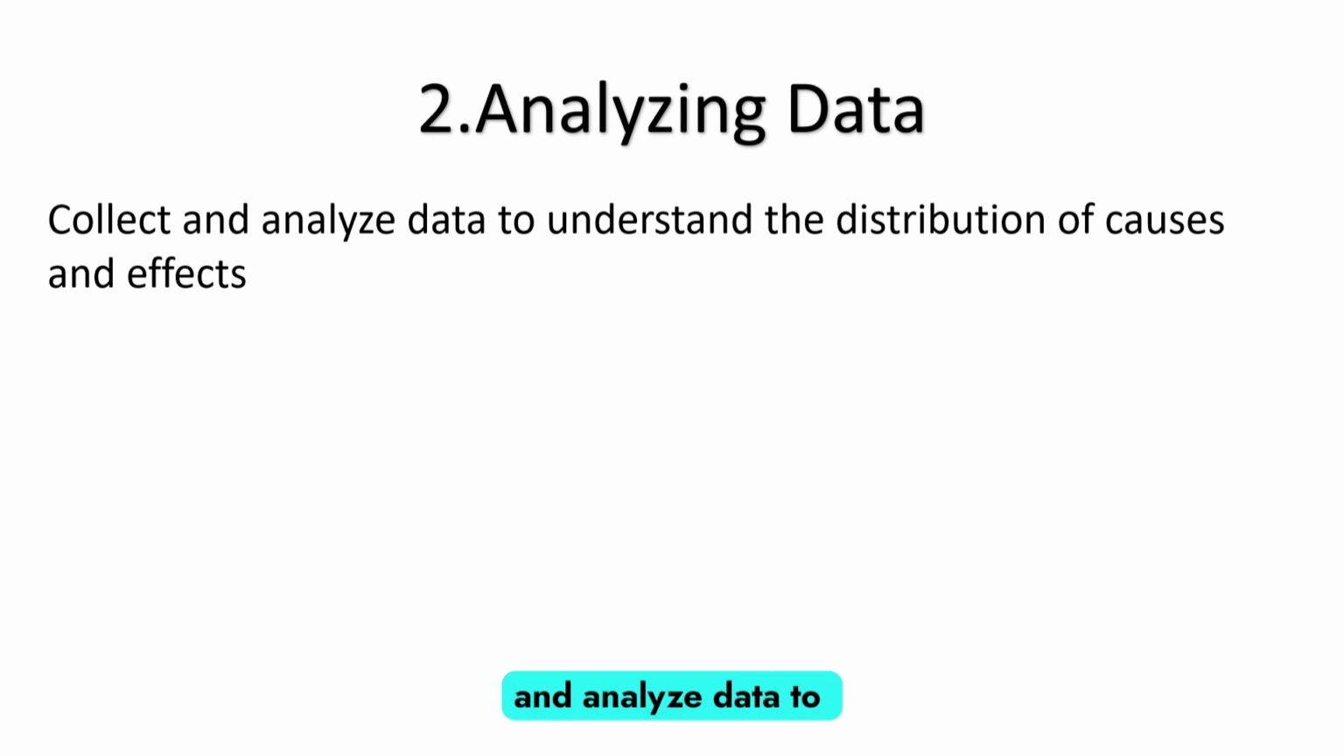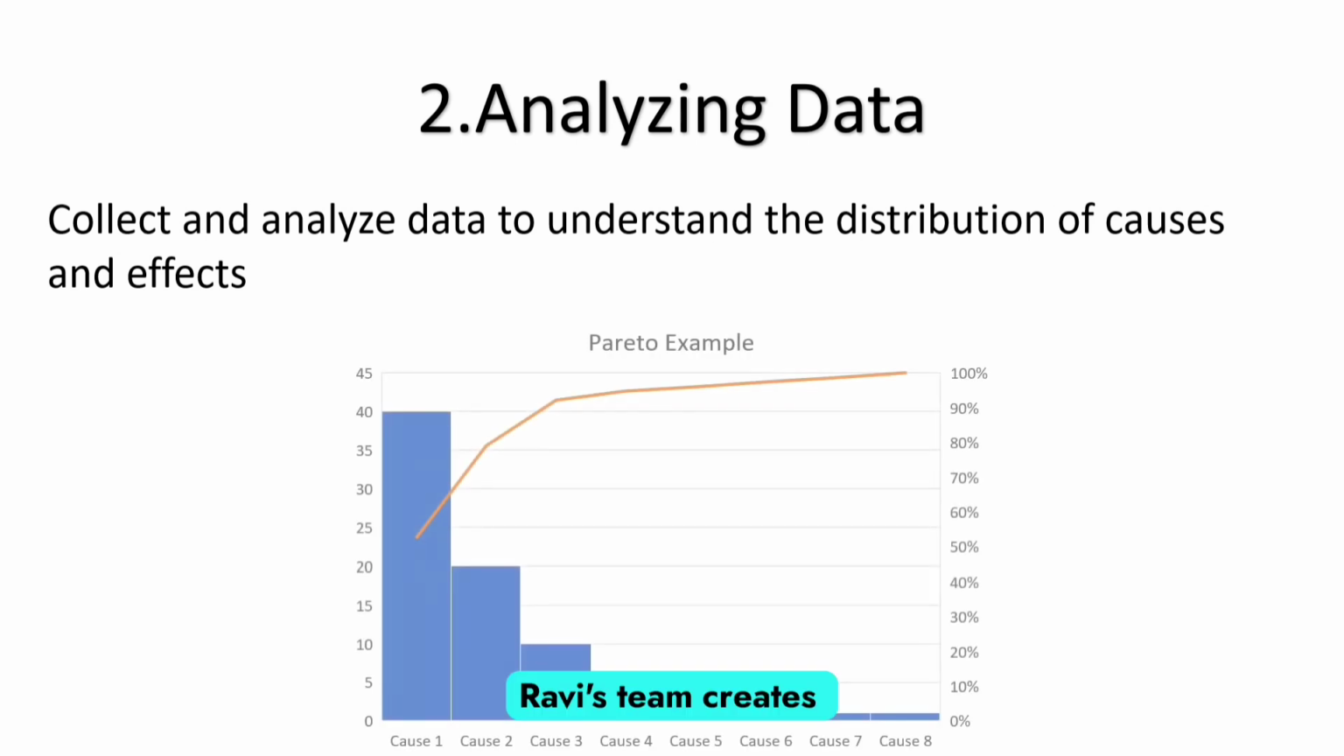Next, collect and analyze data to understand the distribution of causes and effect. Ravi's team creates Pareto chart to visualize the frequency and impact of different production issues identified in last step. Pareto chart is simply a histogram or a bar chart with values arranged in descending order, as you see the blue bars being arranged here. The total is added for each step, which you can see represented as the orange line here.